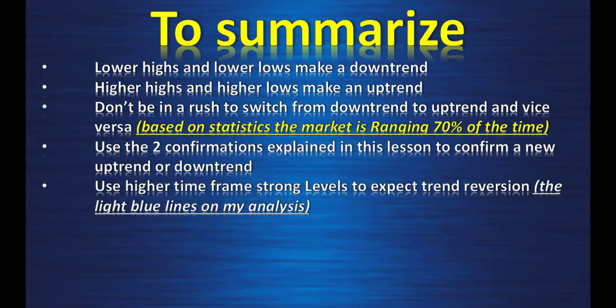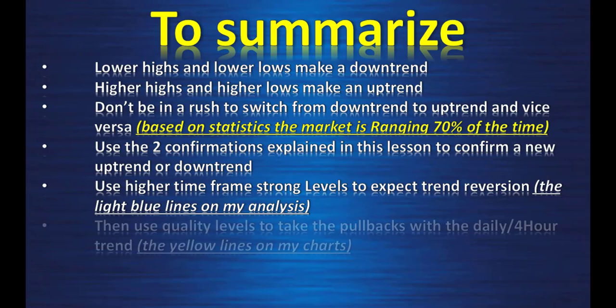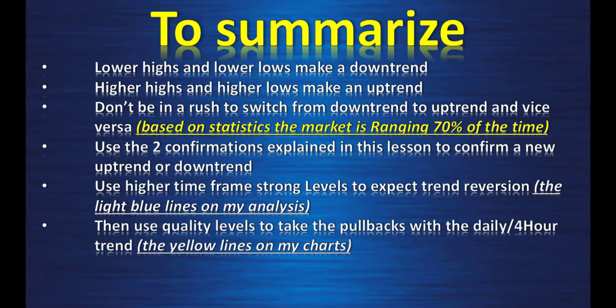Use higher time frame strong levels to expect a trend reversal, the light blue lines in my analysis. Then use quality levels to take the pullback with the daily or the 4 hour trend. Those quality levels are the yellow lines on my analysis charts.